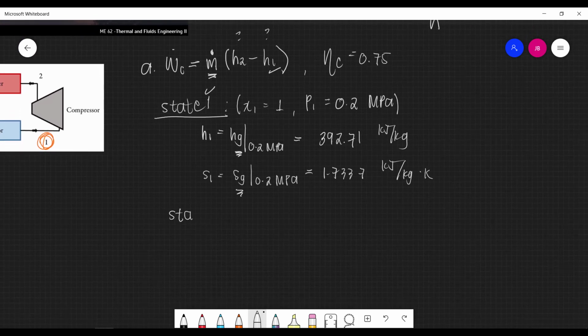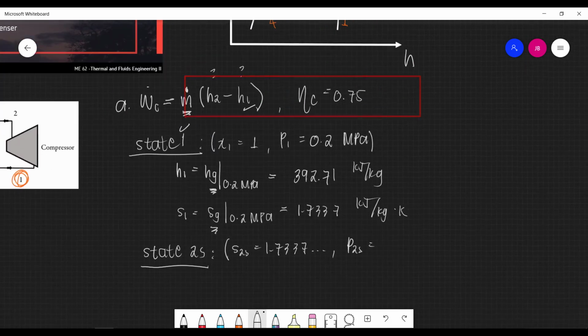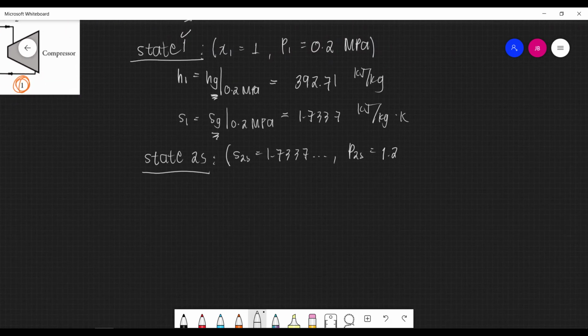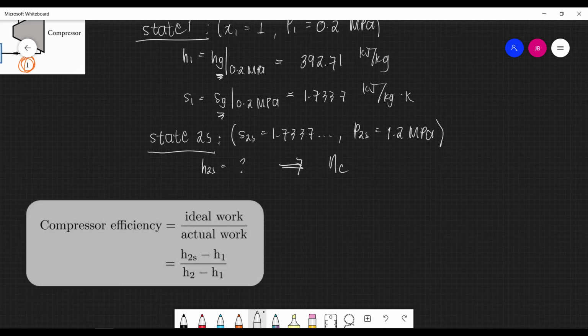So, ang strategy natin dito, punta tayo kay state 2s kasi alam natin na si S2s ay equal kay S1 because it is an isentropic process and also the pressure at 2s, according to our pH diagram, it's 1.2 megapascals. Ang strategy natin dito, isosolve natin si H2s. And then we are going to use the compressor efficiency formula in order to solve for H2.